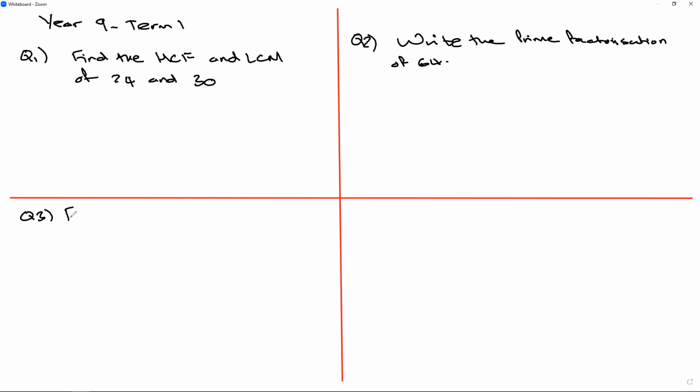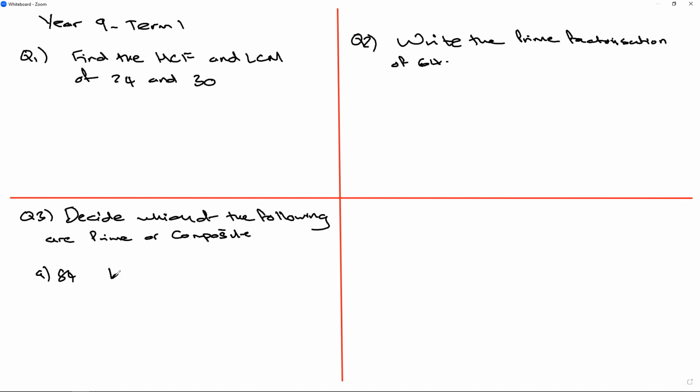Question number 3, I want you to decide which of the following numbers are prime or composite: 84, 79, 17, 2, 4, 61, 99, 101. So you've got to decide whether they're prime numbers or composite numbers.